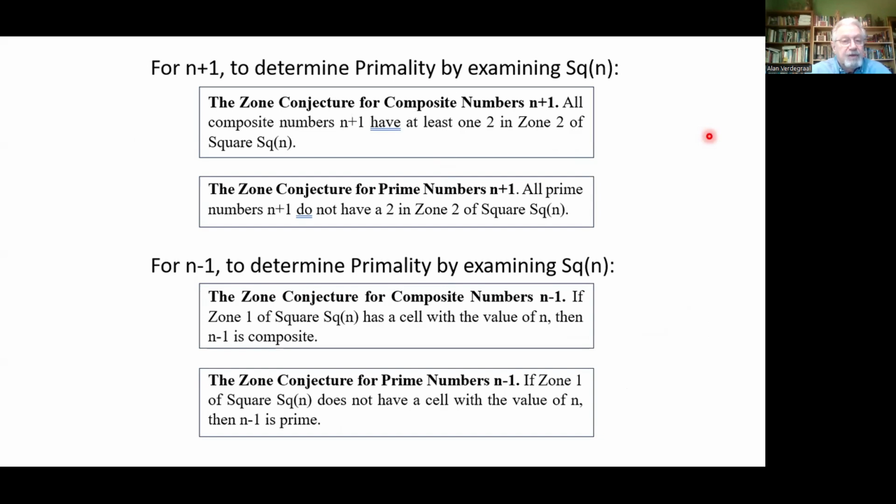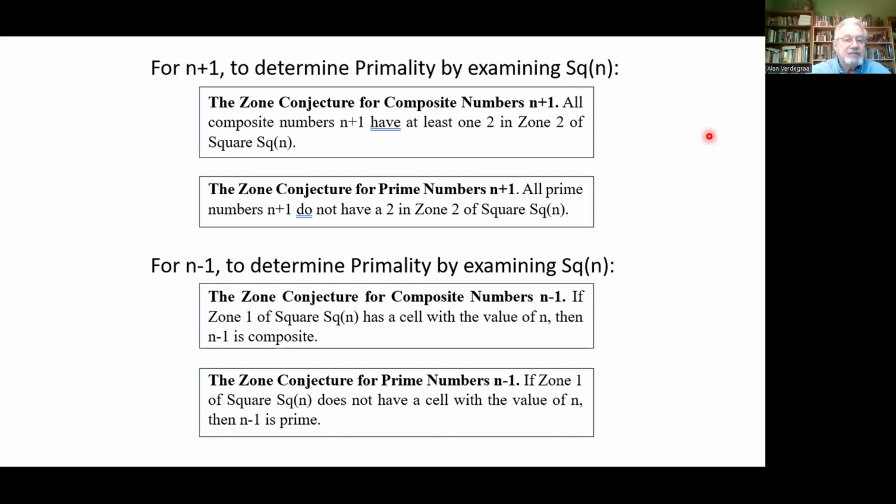The zone conjecture for composite numbers n plus 1: all composite numbers n plus 1 have at least one 2 in zone 2 of square SQN. So there should be at least one 2 if it's a composite number. And the corollary conjecture for a prime number n plus 1: all prime numbers n plus 1 do not have a 2 in zone 2.